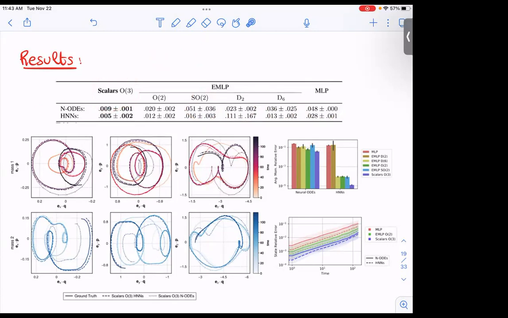And then these are the neural ODEs, which don't incorporate the Hamiltonian symmetry. And these are the Hamiltonian neural networks, which incorporate the symmetry. And roughly what happens is the more symmetries that you have, the smaller the error is. This is the model that has the most symmetries and is the one that has the smallest error. So that is consistent with the story that I wanted to tell you.